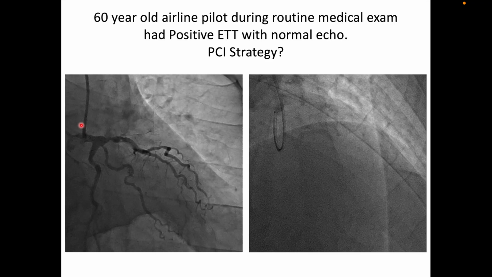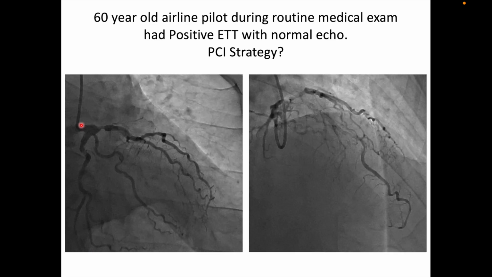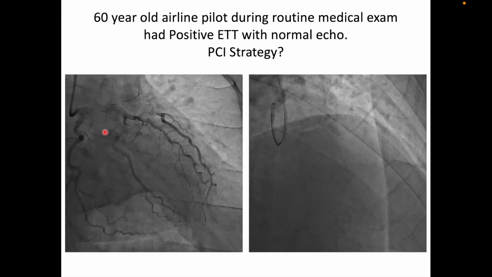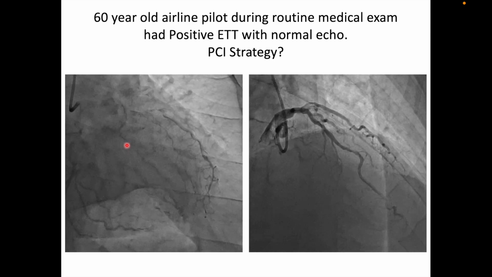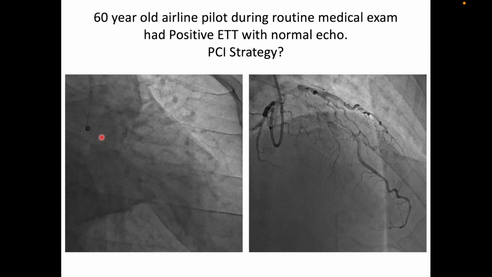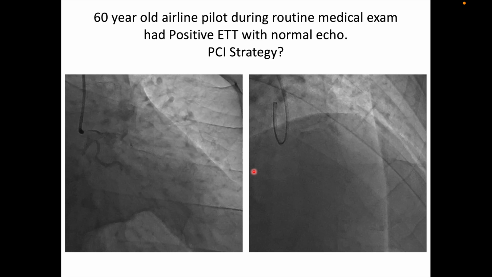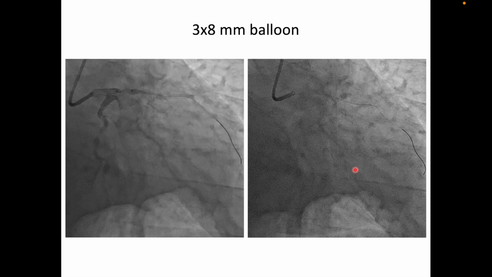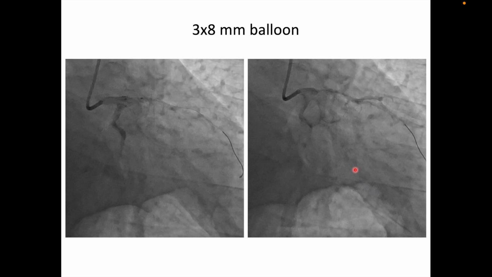So this is a 60-year-old airline pilot who during a routine medical examination had a positive ETT with a normal echo, and his angiogram was performed, and now he's got a proximal LAD lesion which needs to be fixed, otherwise he won't be allowed to fly as per their civil aviation rules. His ostial LAD seems to be aneurysmal or ectatic, and we couldn't see much of the rest of the LAD. So we did a 3.3 by 8 millimeter balloon, and that's the post-ballooning result.